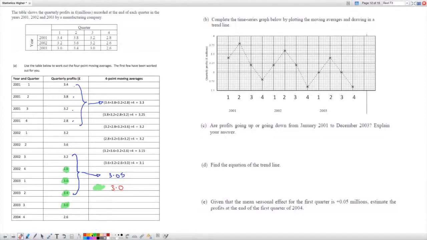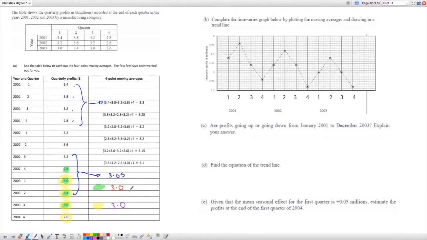Then moving on to our last 4-point moving average, we will be taking now 3, 3.4, 3 and 2.6. Adding up those values, dividing by 4, gives our moving average of 3 again. Using this information, we need to plot the moving averages here on the trend line.